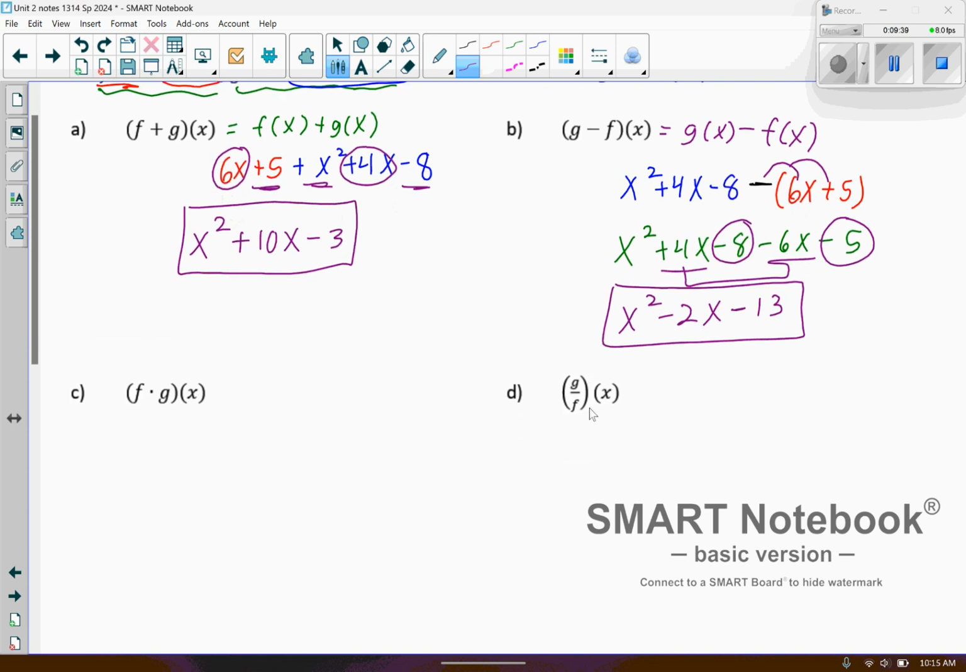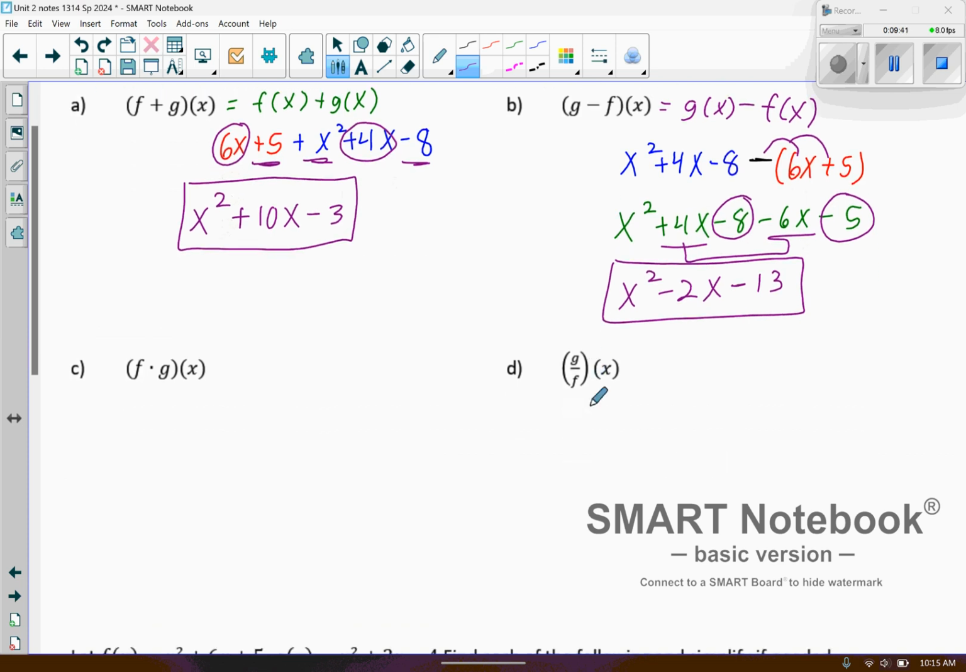Okay, so then down here I have the multiplication and the division. So once again, we know that this notation just means to multiply the two functions together. And so let's see, f of x is 6x plus 5. And g of x is going to be x squared plus 4x take away 8.